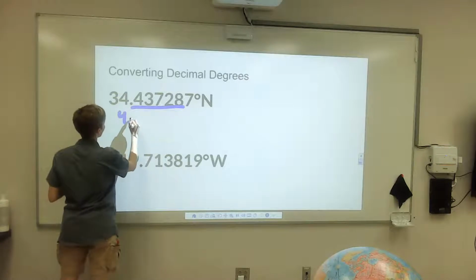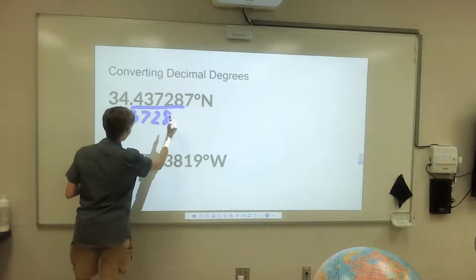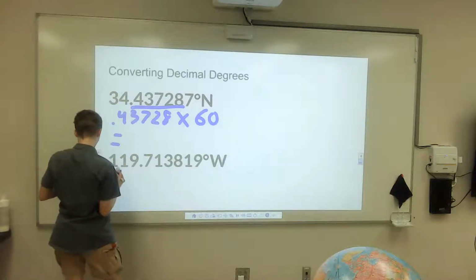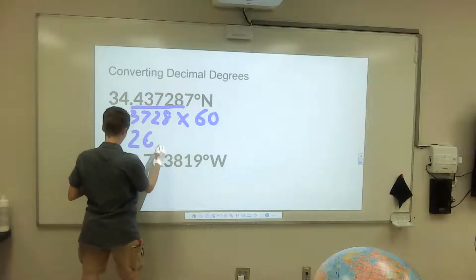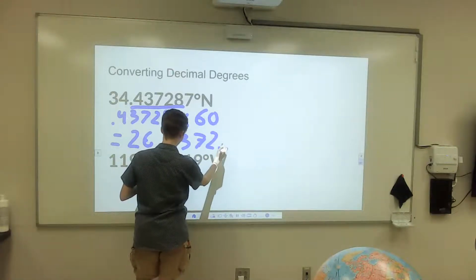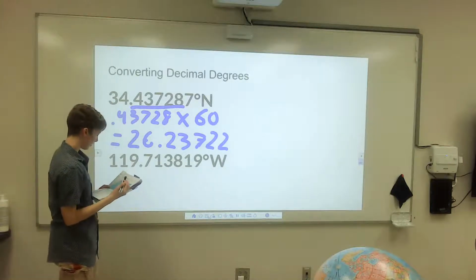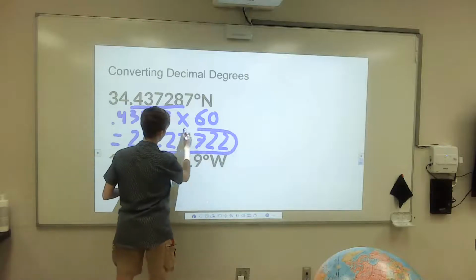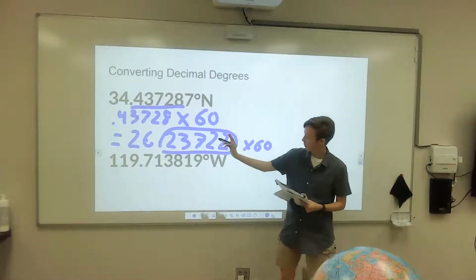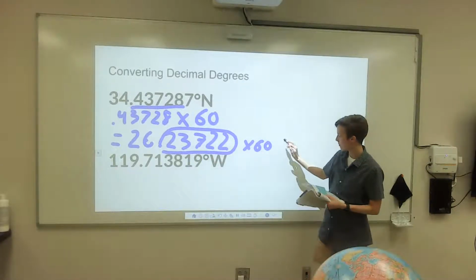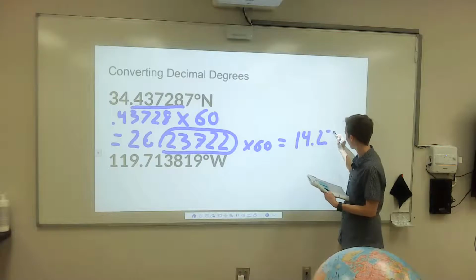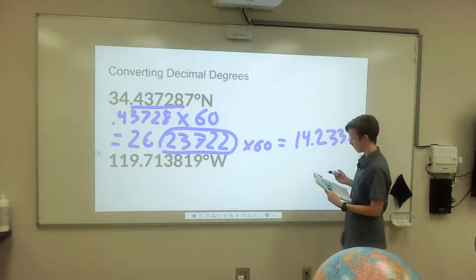So 4.43728 times 60. Here you will get a very long number, 26.237. Okay. So then you're going to take just the decimal, and you're going to multiply that by 60. Getting a little wonky up here, don't worry. Just ignore the 26, focus on the 0.23722 times 60. And from there, we're going to get 14.2332.